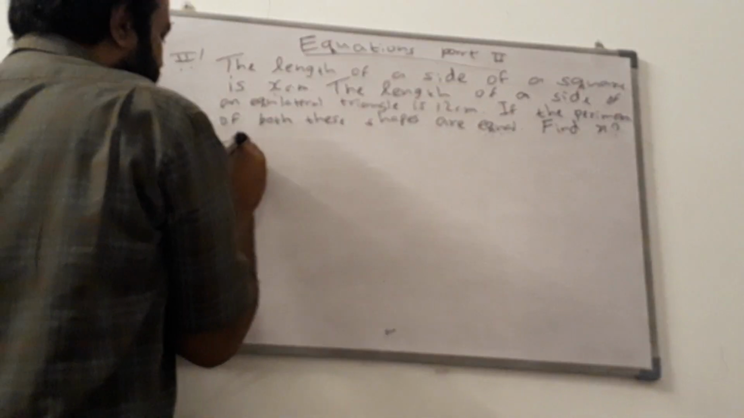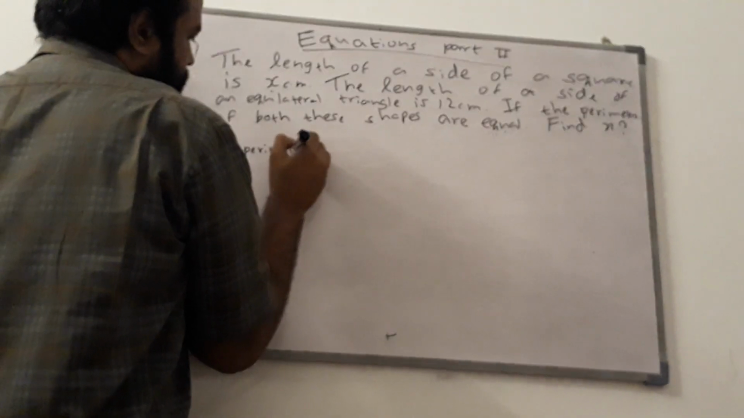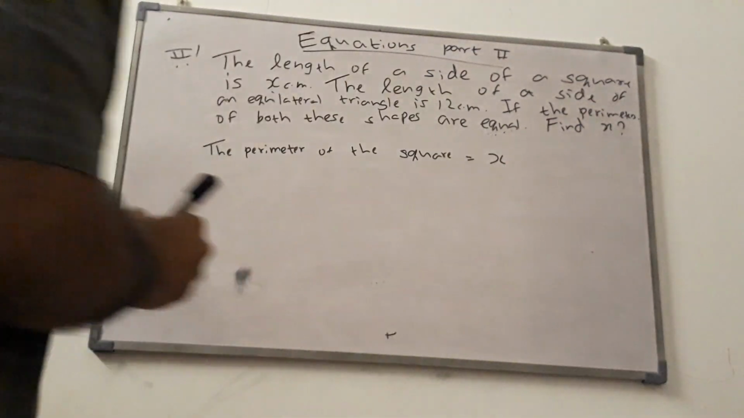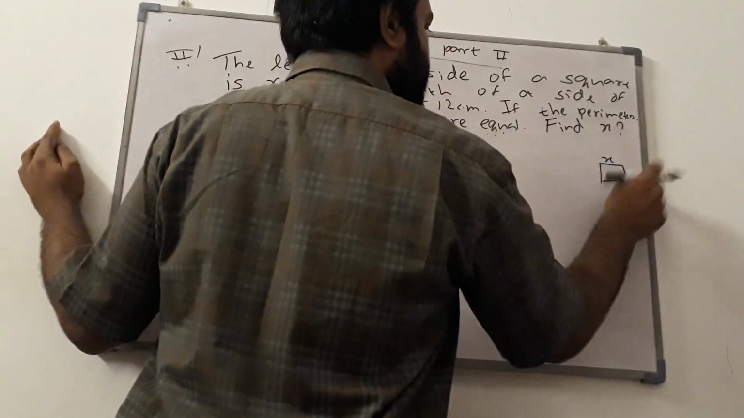Okay, first we will try to find the perimeter of the square. We know the length of a side of a square is x. So the perimeter means the length of a side is x. There are 4 such sides.